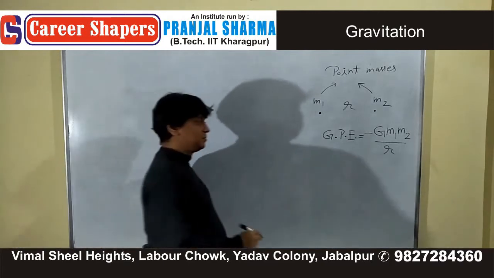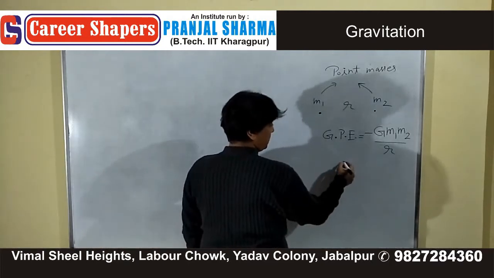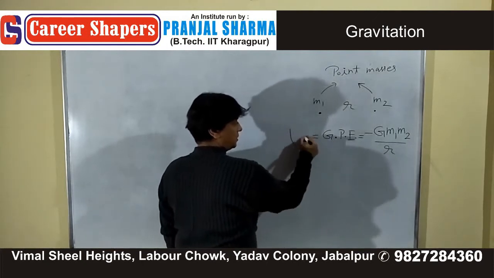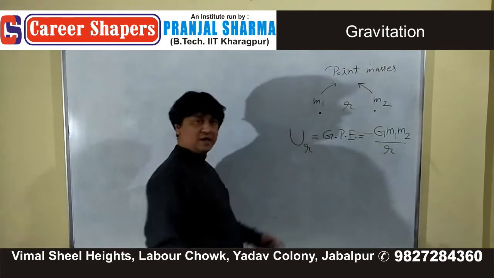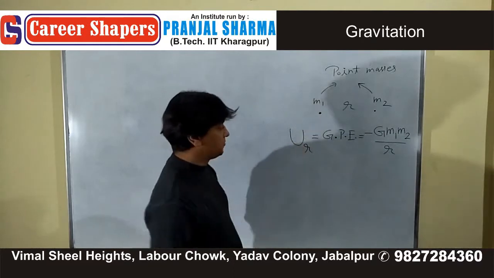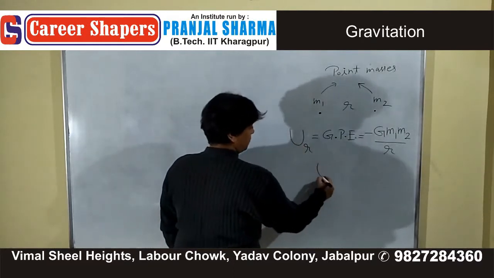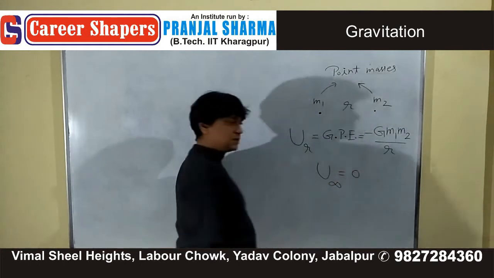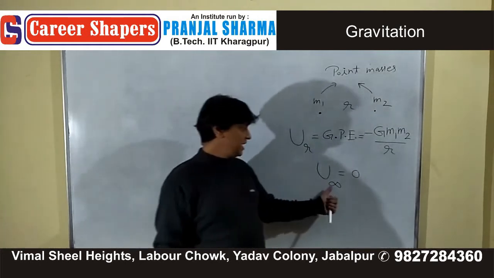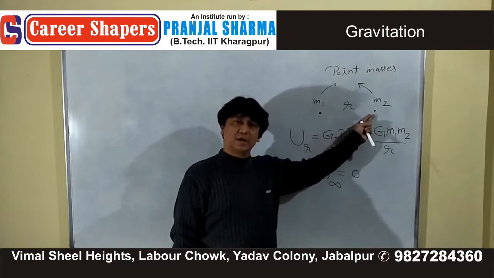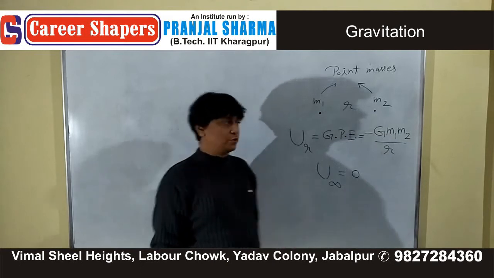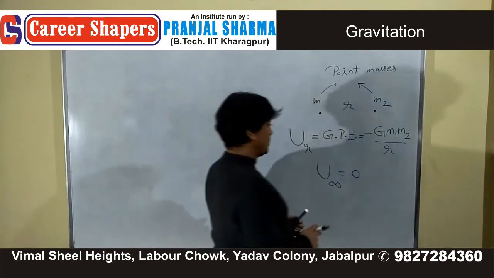At the same time, provided that this potential energy, which is represented by U R, when you are at infinity, it is what? Zero. At infinity means when separation between M1 and M2 is infinite, then U is what? Zero.